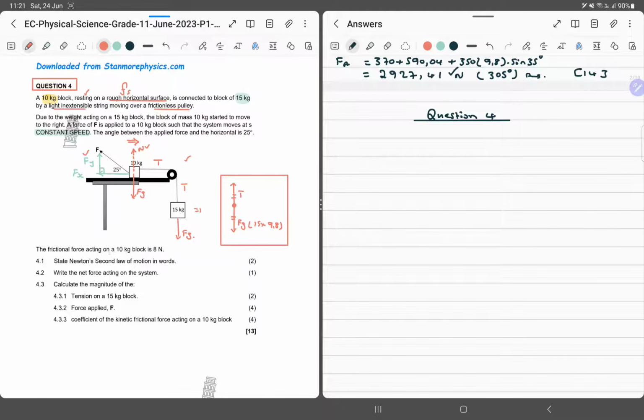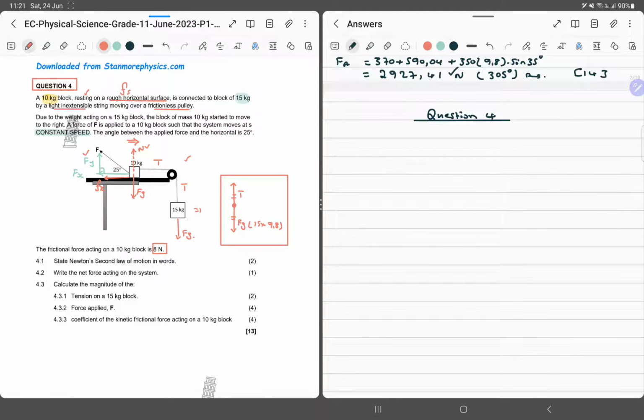Now, the frictional force acting on the 10 kg block is 8 newtons. Great, so we can add it. Say there's our Fk. Okay, is there. All right.